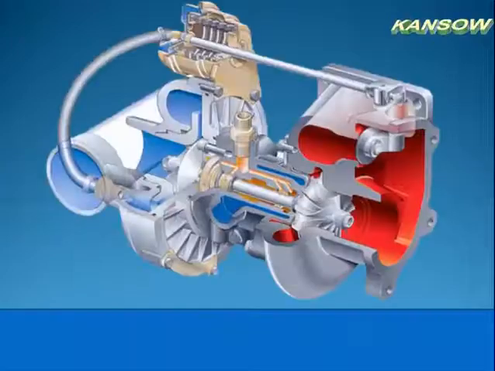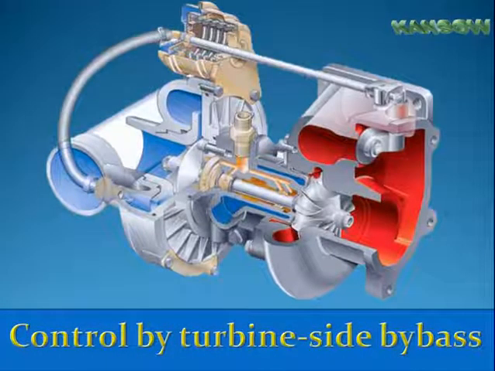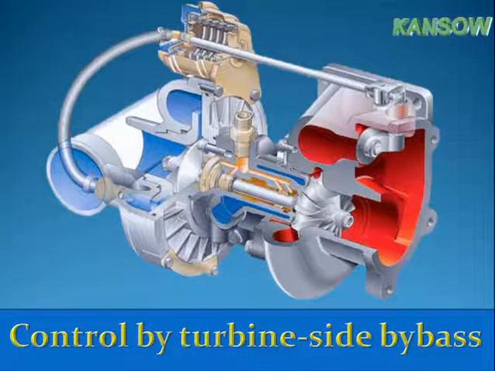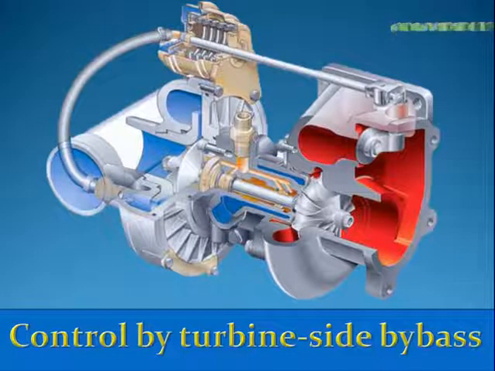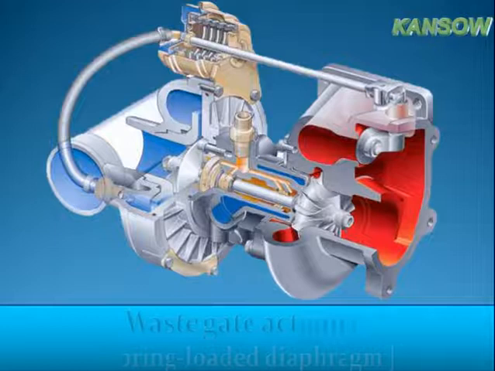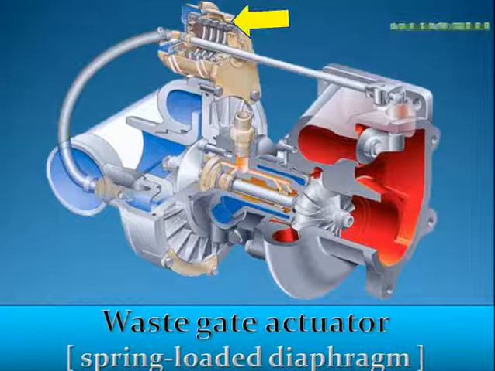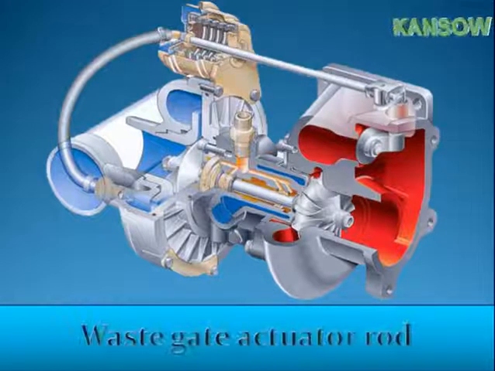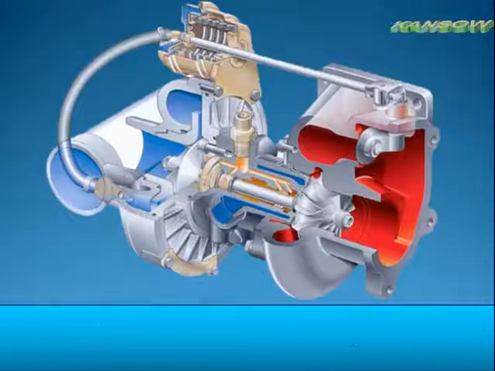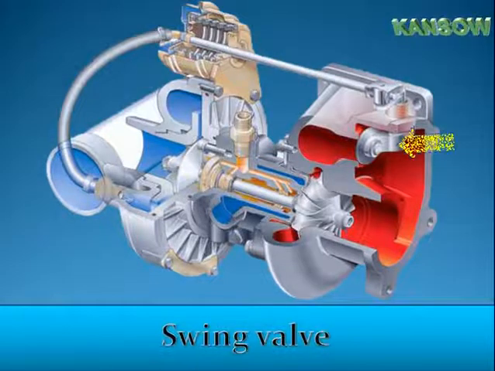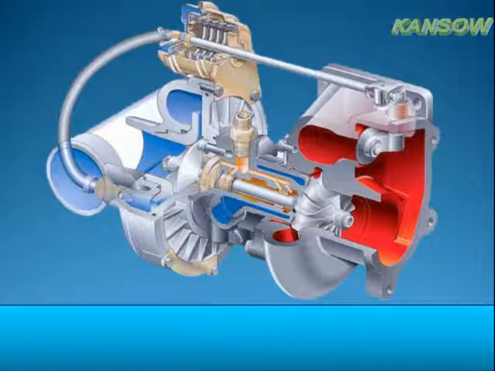With this design, more exhaust gas than required to produce the necessary boost pressure is supplied to the turbine shortly before the maximum torque is reached. Therefore, once a specific boost pressure is achieved, part of the exhaust gas flow is fed around the turbine via a bypass.